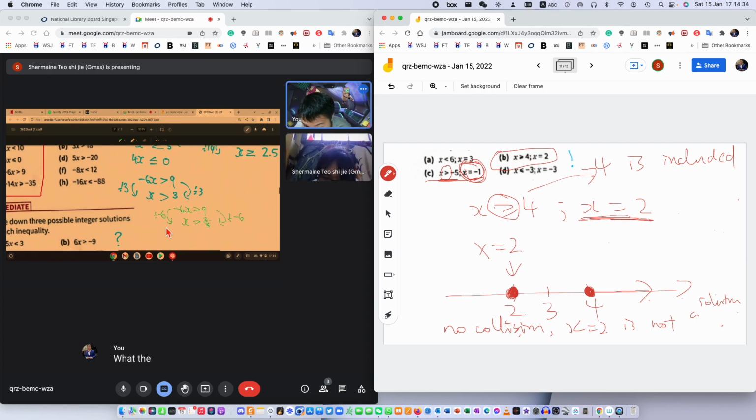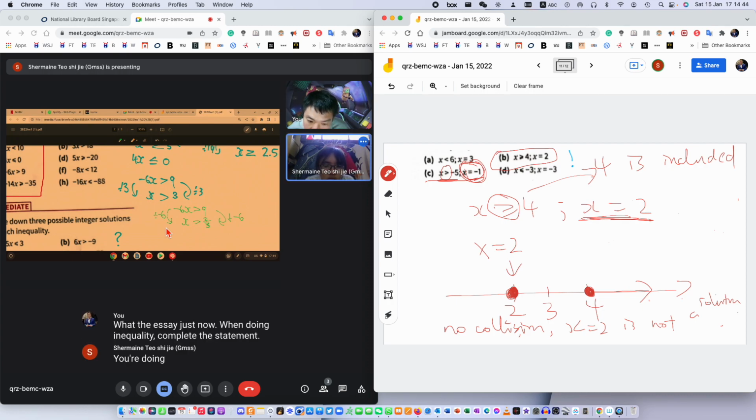What did I say just now? When doing inequality, complete the statement. When doing inequality, multiply or divide by negative signs, need to change the sign. So, negative sign, change the sign. Multiplication or division by a negative number needs to change the sign. I use the word switch. Understand?